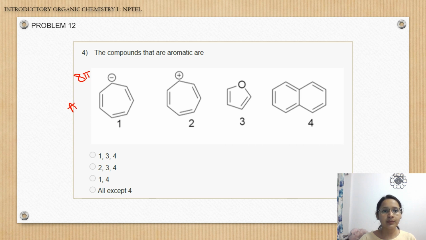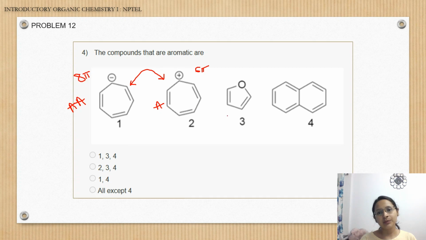Now coming to option number 2, tell me, is it aromatic or anti-aromatic? Aromatic. How? Because it is conjugated, it is having 4n plus 2 pi electrons. So the difference between these two is in the number of electrons only. The number of pi electrons in one is 8 pi and in the second is 6 pi. So that is why with 6 pi you have an aromatic species, whereas with 8 pi you have the anti-aromatic species according to the rules. So now it is aromatic.